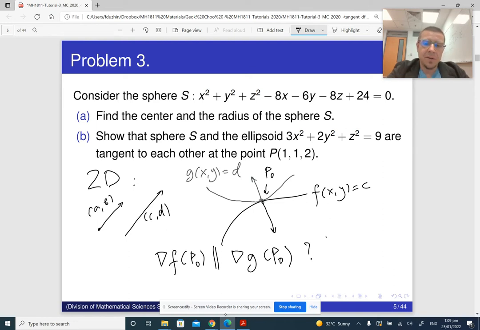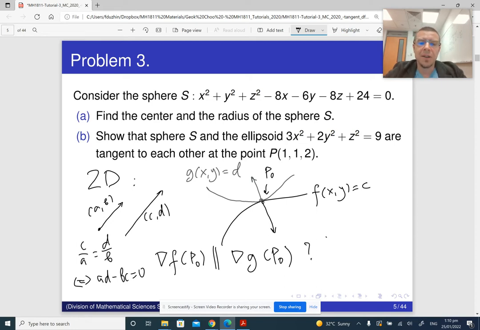You can directly find that C over A should be the same as D over B, or if A or C are zeros, then you can find the determinant of the matrix made out of these two vectors. So AD minus BC should be 0, right? This is the check that two vectors are parallel. My point is that you don't really need to write down the full equation of the tangent plane here.